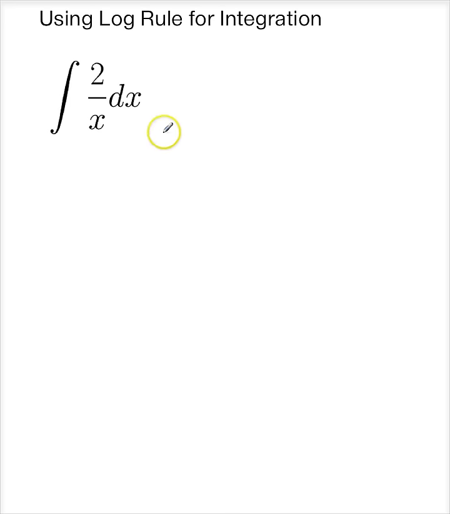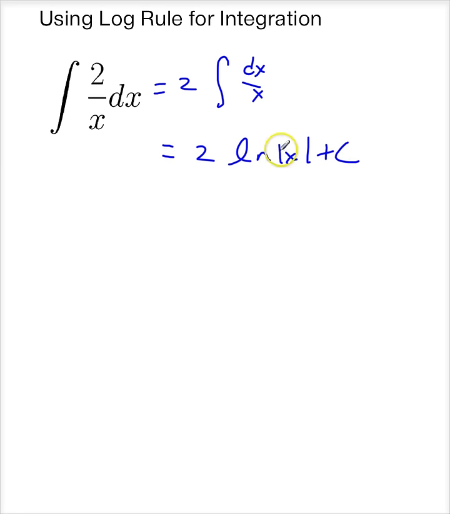So let's look at the integral of 2 over x dx. Now, I'm going to factor out the 2, and this is dx over x. And when I do this, this becomes 2 times the natural log of the absolute value of x plus c. Now the question is, do you need the absolute values? And the answer is yes, unless you can show me that x is always positive.